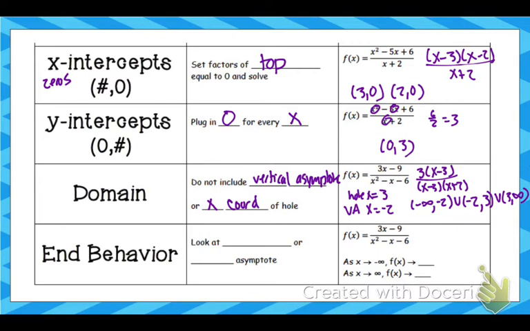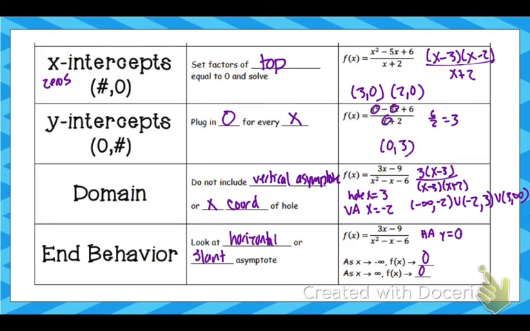All right, and then the last feature is end behavior. For end behavior, we look at the horizontal or slant asymptote. On this one, our horizontal asymptote was y equals 0. If the horizontal asymptote is 0, our graph is going to approach 0 on the ends. So both negative infinity and positive infinity will approach 0.